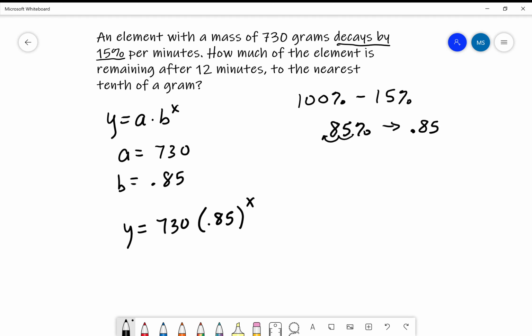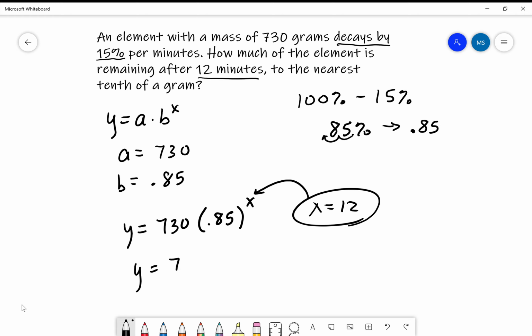Again, not the finish. We want to know how much of the element is remaining after 12 minutes. So we're told that x is 12. We plug that in, you get 730 times 0.85 to the 12. Again, order of operations is key here. Don't multiply the 730 and the 85. The 0.85 needs to be raised to the 12 power first.